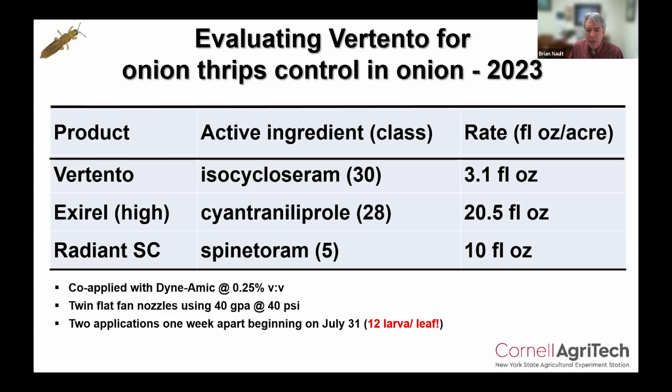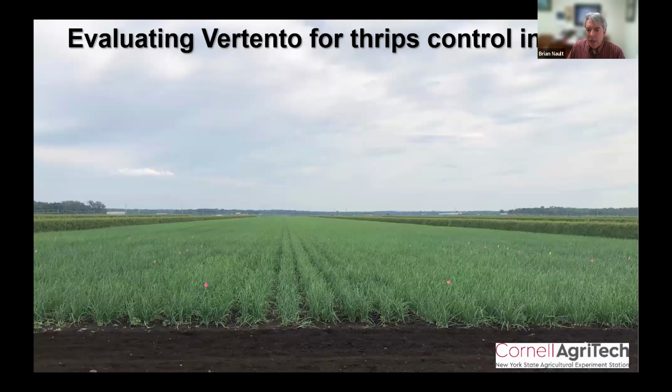So in 2023, we compared these 3 products with each other. They were all co-applied with Dyne-Amic. We used twin flat fan nozzles, 40 GPA, 40 PSI. Only 2 applications spaced 1 week apart, beginning late in the season, July 31st, when there were 12 larvae per leaf. This was an unbelievably high infestation, but that was what we wanted. We wanted to see if these products could handle a high population. Two applications were applied, and then 1 week after that second application is when we took the data. The experiment was conducted in Elba, New York, in a field of onions.